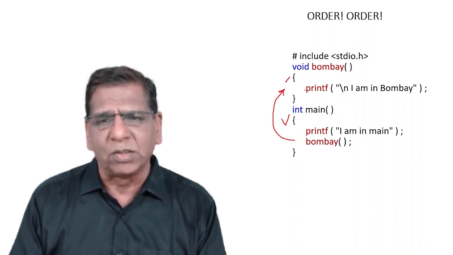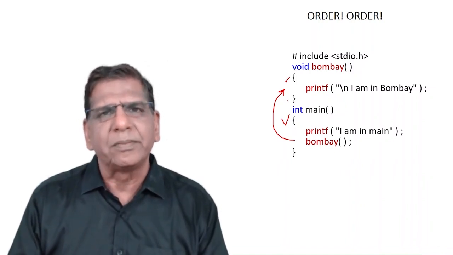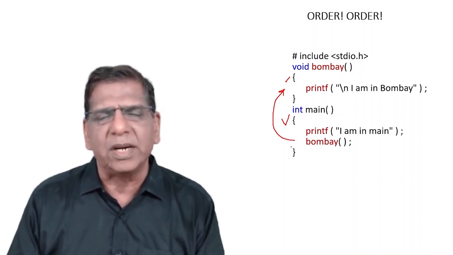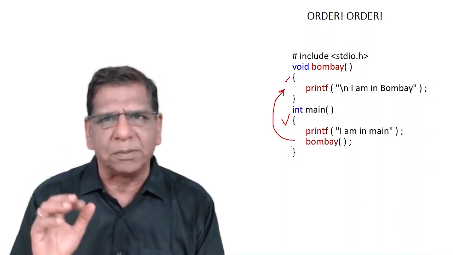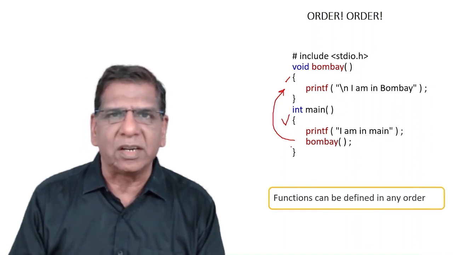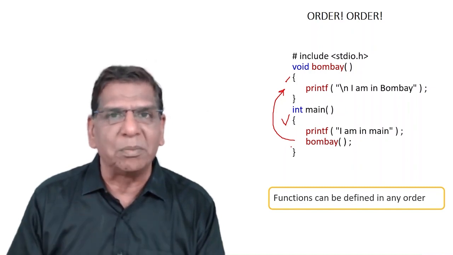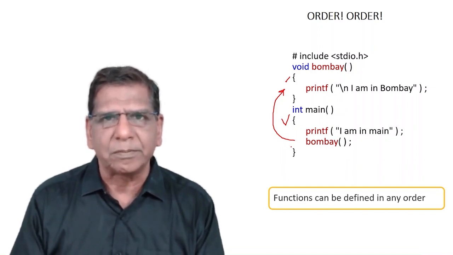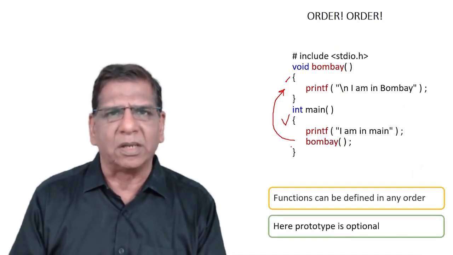Once Bombay's execution is over, control will go back to main, and then you reach the closing brace of main, as a result of which execution comes to an end. So Bombay, if you define before main, then prototype is optional. You are free to define functions absolutely in any order. Their order of execution is dictated by the order of calls that you make to them within main. And also remember, execution will always start with main. As I mentioned, prototype of Bombay in this case is optional.